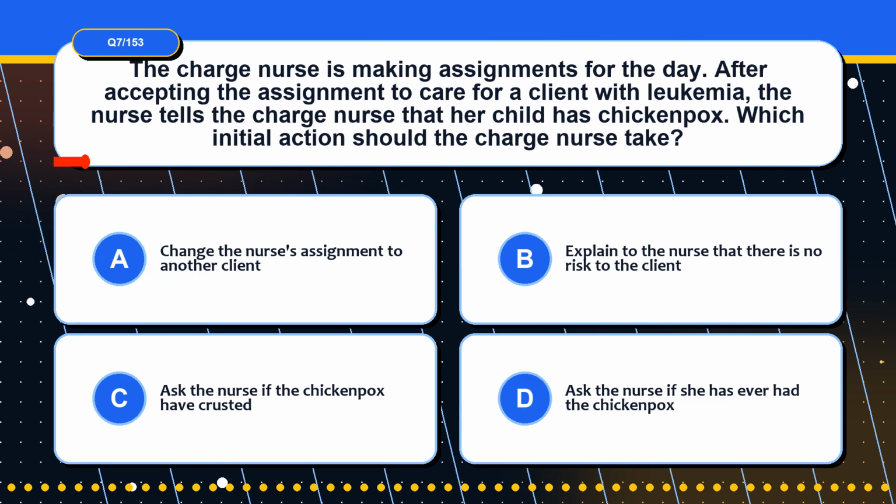Question 7. The charge nurse is making assignments for the day. After accepting the assignment to care for a client with leukemia, the nurse tells the charge nurse that her child has chickenpox. Which initial action should the charge nurse take? Here are the options. Option A. Change the nurse's assignment to another client. Option B. Explain to the nurse that there is no risk to the client. Option C. Ask the nurse if the chickenpox have crusted. Option D. Ask the nurse if she has ever had the chickenpox.